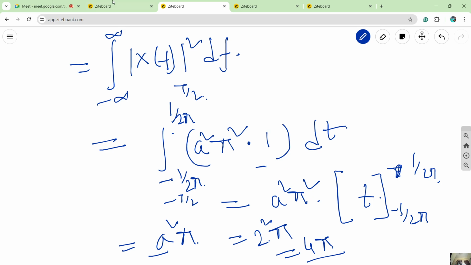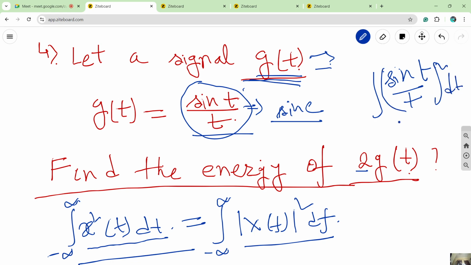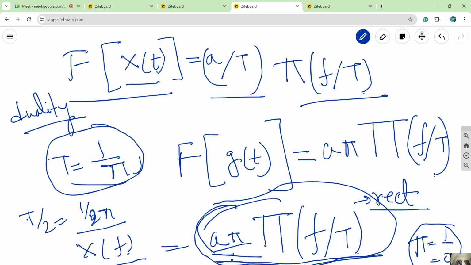So this is how the connection works: you have a g(t), but it is a sinc. If you directly go to calculate the energy in this domain, it will be a very complex function: the integral of sin t by t squared dt from minus infinity to infinity. It's very tough to calculate in this domain if I just directly ask you to calculate the energy. So what trick do we take? We just calculated the Fourier transformation, and we see that the Fourier transformation is a rect function. That is very easy to calculate, and its integration is very easy.